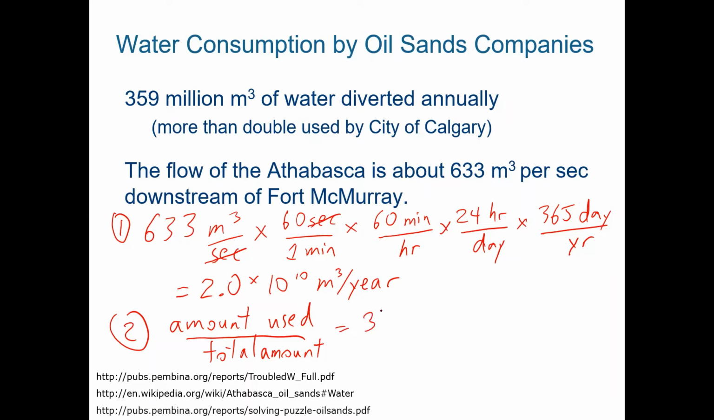Okay, so 359 million. Remember, million is 10 to the 6, so that's basically like adding 6 zeros. And then the total water is, we just calculated that. That's 2.0 times 10 to the 10. It's 220 billion. And I'm going to multiply that by 100% to get a percent. And I am getting 1.8%, assuming I did all my zeros and punched that in correctly.